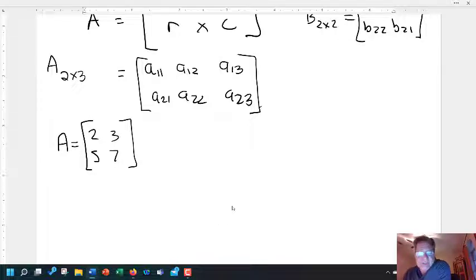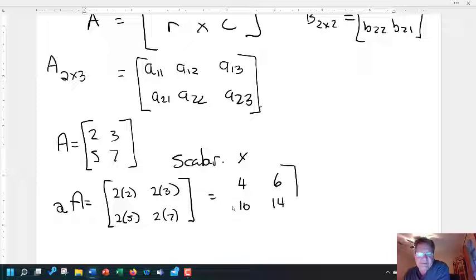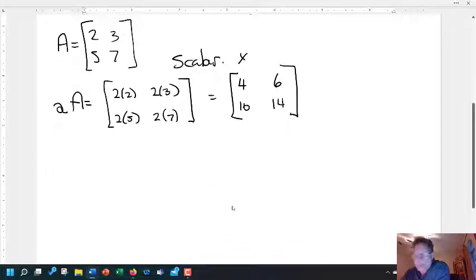So the first operation we're going to do is scalar multiplication. The scalar multiplication of a matrix might look something like, for example, 2 times matrix A. And that is simply going to be 2 times each element of the matrix. So we just distribute the scalar throughout, just like distributing it through a bracket. In that case, we would get 4 as the first element, 2 times 3 is 6, 2 times 5, 10, and 2 times 7, 14. Okay, this is 2A. In general, kA would be exactly that.